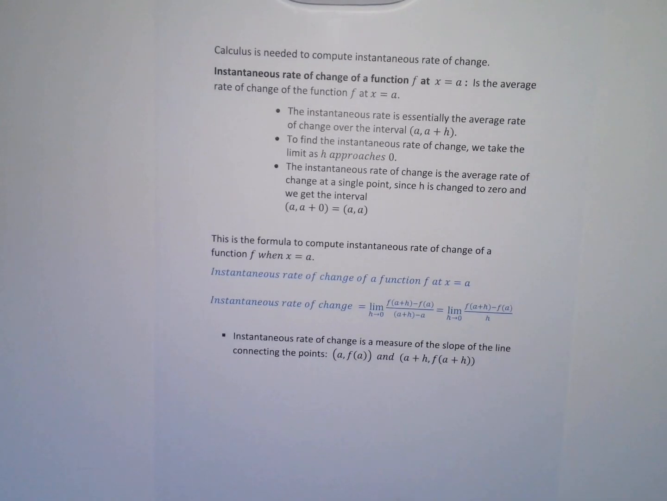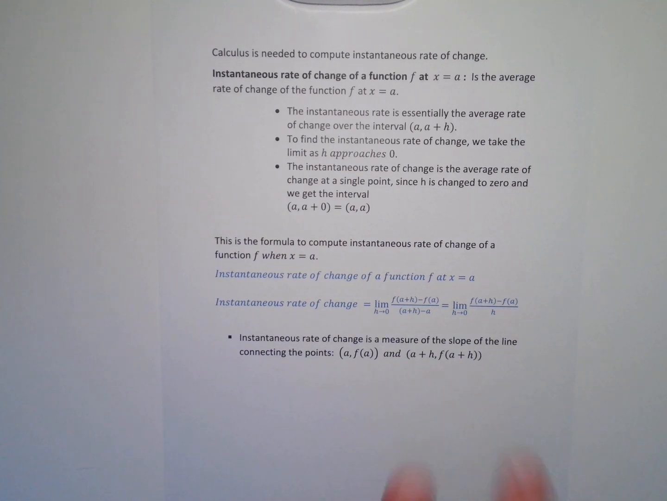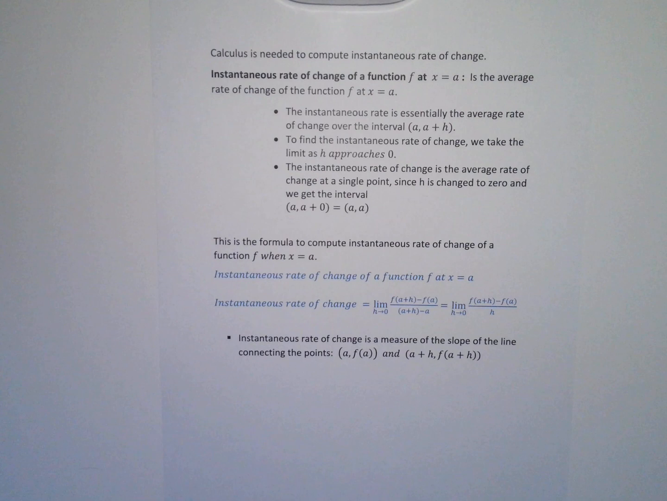And we start talking about the instantaneous rate of change. So the instantaneous rate of change is just the average change at a point. The instantaneous rate of change, this is the sneaky thing that we do. We create 2 points and we turn them into the same point.